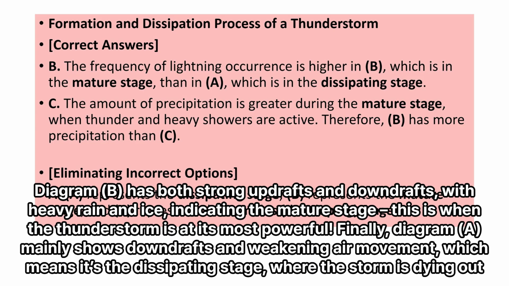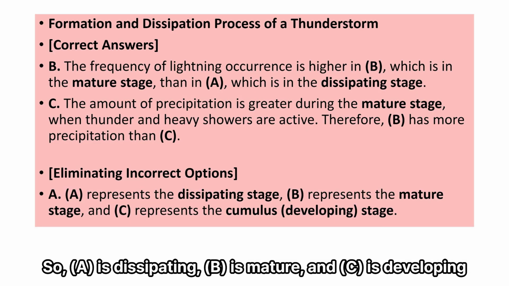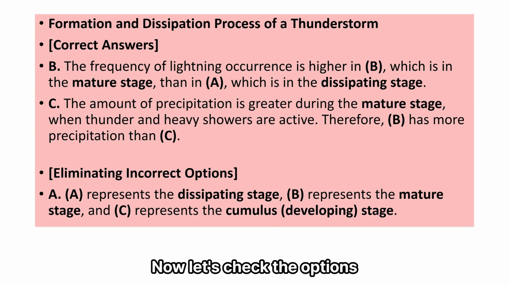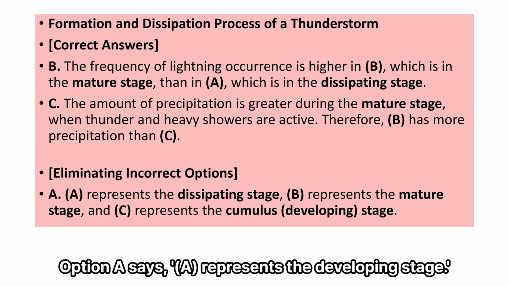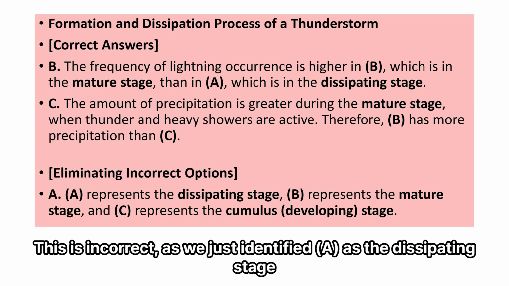This is when the thunderstorm is at its most powerful. Finally, Diagram A mainly shows downdrafts and weakening air movement, which means it's the dissipating stage, where the storm is dying out. So A is dissipating, B is mature, and C is developing. Now let's check the options. Option A says, A represents the developing stage. This is incorrect, as we just identified A as the dissipating stage.